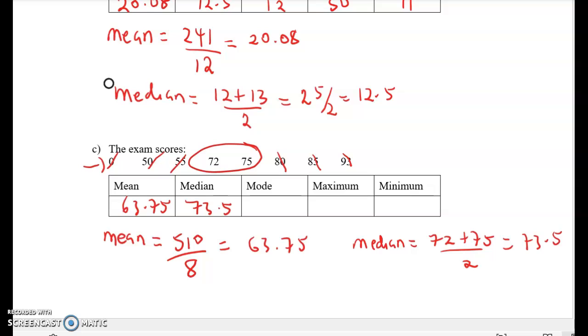The mode is the value or values that occur the most in a set of data. And if all your values appear the same number of times, that means there is no mode. So for this data set, there is no mode because all the values appear the same number of times. The maximum value is 93 and the smallest or the minimum value is 0. So this is how you will calculate mean, median, mode, maximum, and minimum.